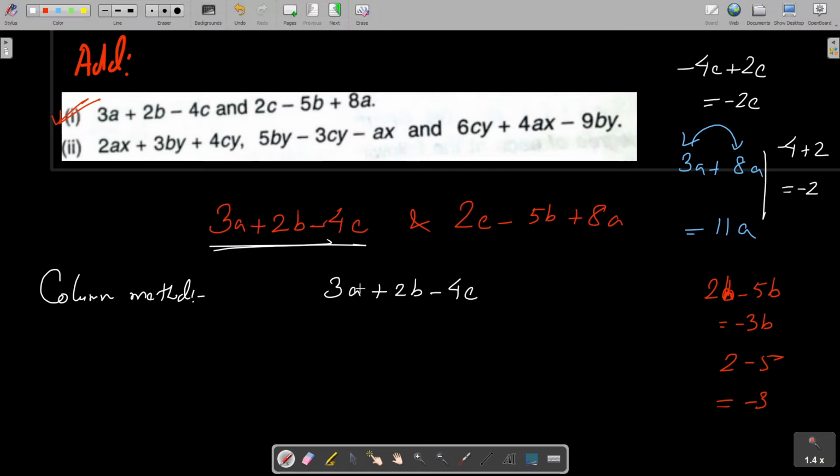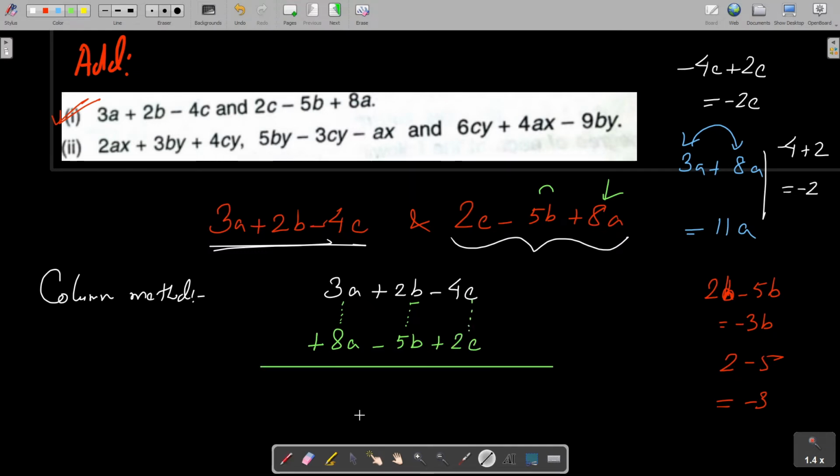Now below this one we are going to write the other expression, but we are not going to write it as it's given. We will write it in order. What I mean by that is, the first term we have is a, so we will write this term first, just below it, with the sign as given, plus 8a. Next we have b. Here we have minus 5b. So the sign is minus and it will come just below this b. Last one we have plus 2c. So we'll write plus and the c will come just below c like this.